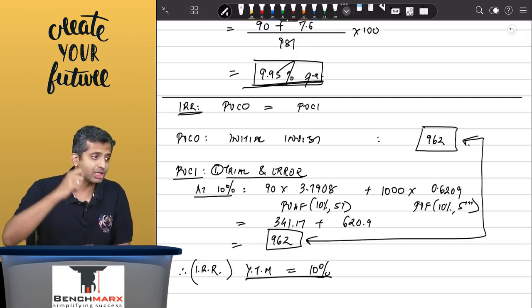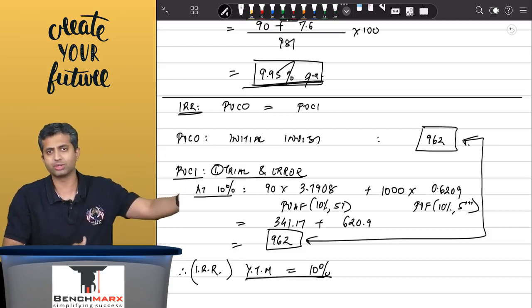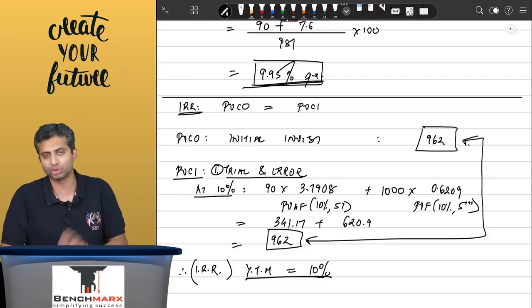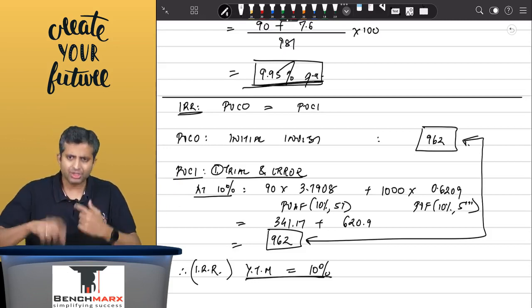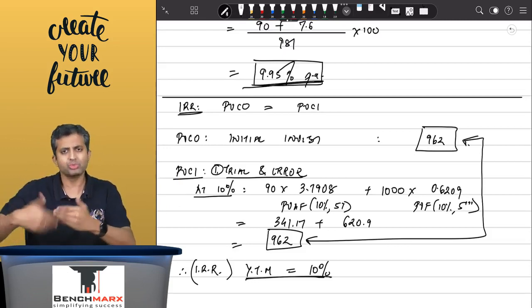That is the return that you will get if you were to invest in the bond today and hold it till maturity. You will get a 10% return. That is the yield to maturity. However, if the rate is not the same, in which case you will have to do a process called interpolation, which we will do.